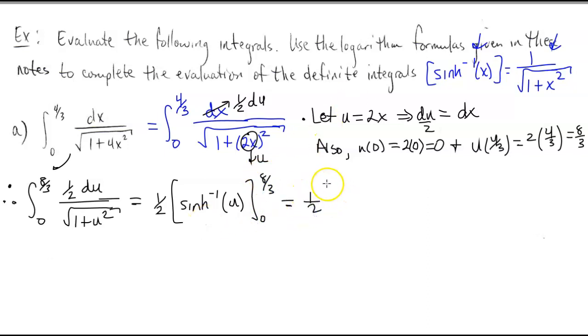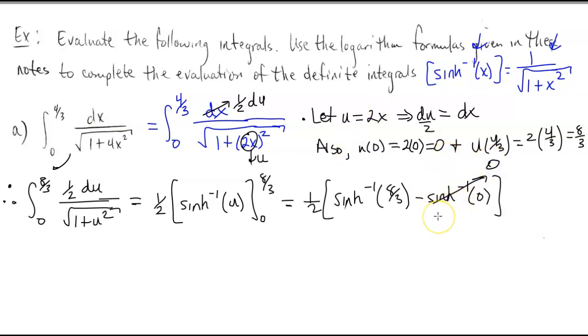And so then all we do is substitute in. So do 8/3 first, minus sinh inverse of 0. And we'll see here that, since sine hyperbolic of 0 is 0, then that means the inverse of sine hyperbolic of 0 will still be 0. Okay, so we'll automatically know that. So we're going to save some time and space by using that.